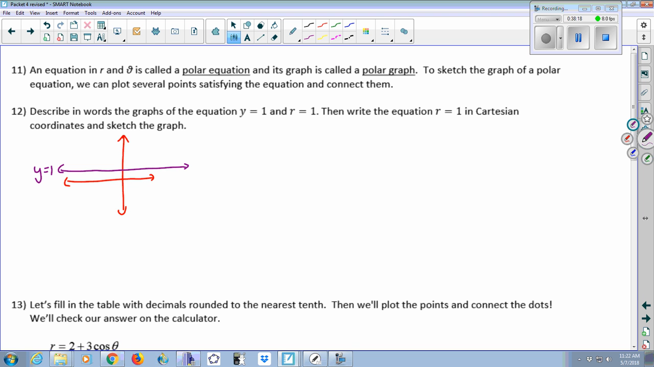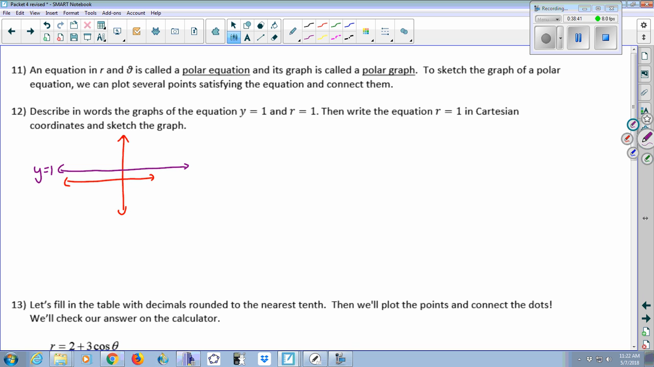Okay. So y equals 1. So horizontal line. What am I trying to get at with this example? Does it matter what x is? No. Y is always 1, regardless of x. X has no effect on this, yes?